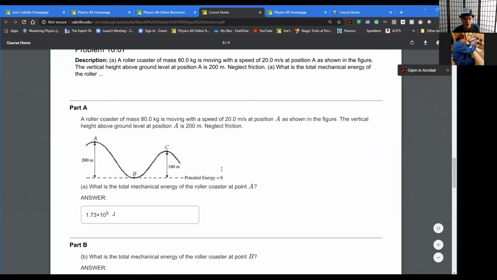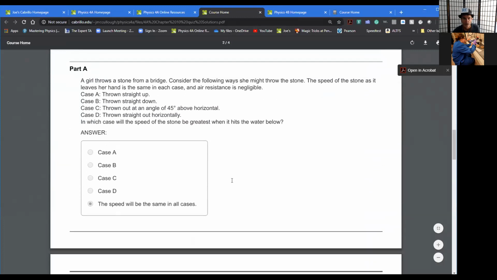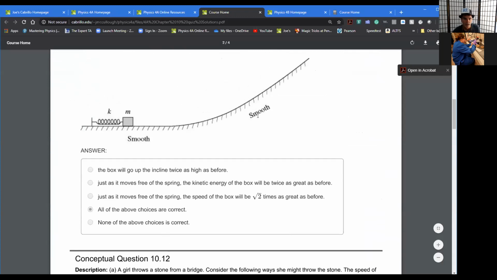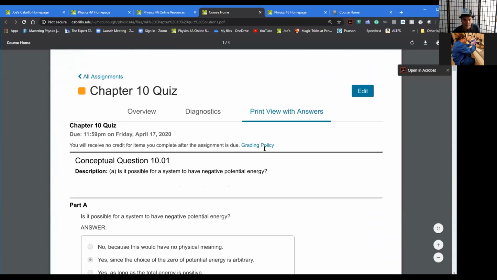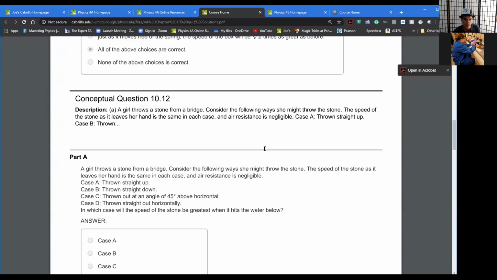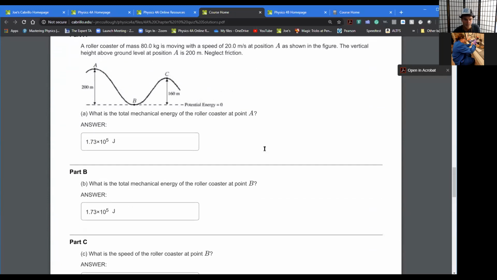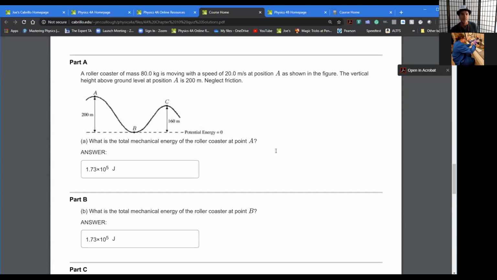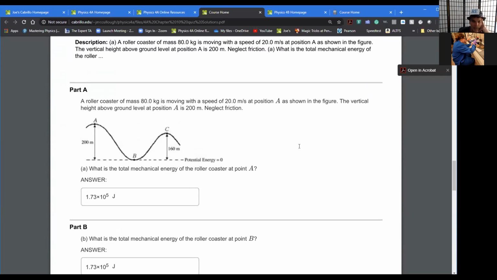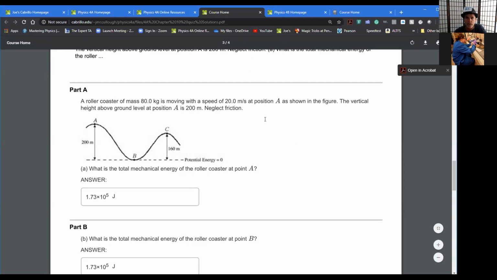Okay, can you explain a question, the one where we have to find mechanical energy? I think it's that one. This one? Yes, just part A. A roller coaster of mass 80 kilograms is moving at a speed of 20 meters per second. At point A, the vertical height above the ground is 200 meters. What is the total mechanical energy of the roller coaster? So in this case, there's no spring, so I don't need to consider spring potential energy. Can I write on this?